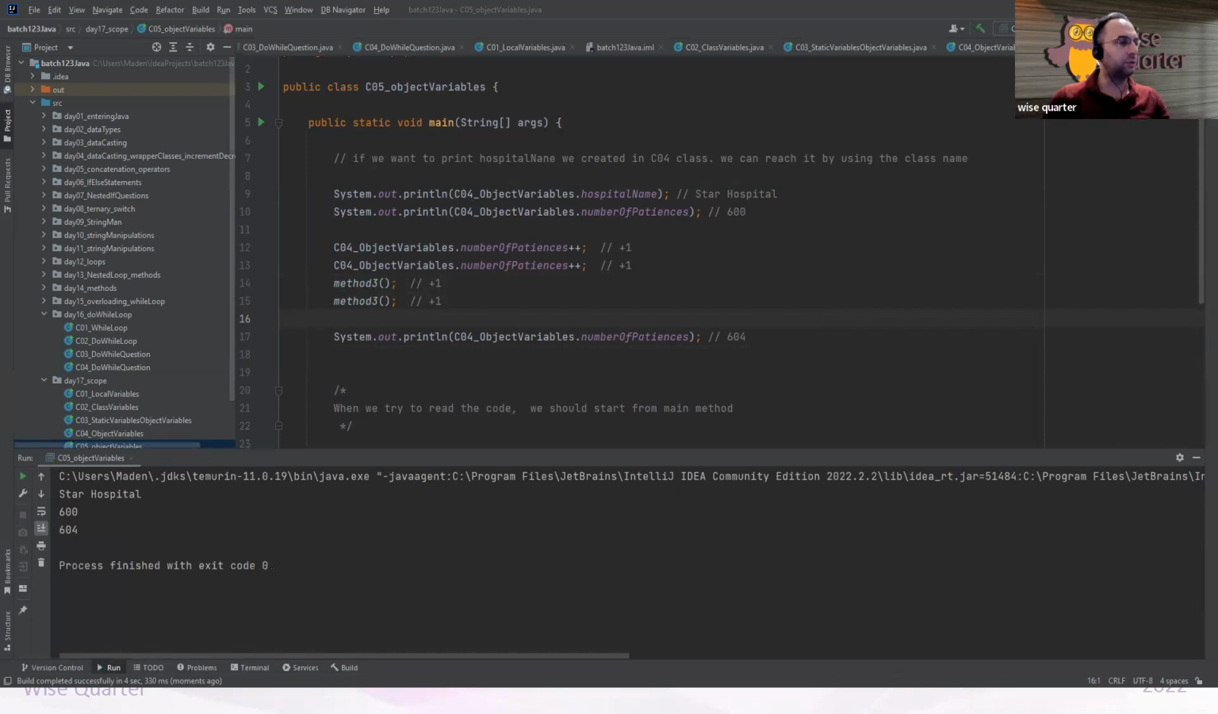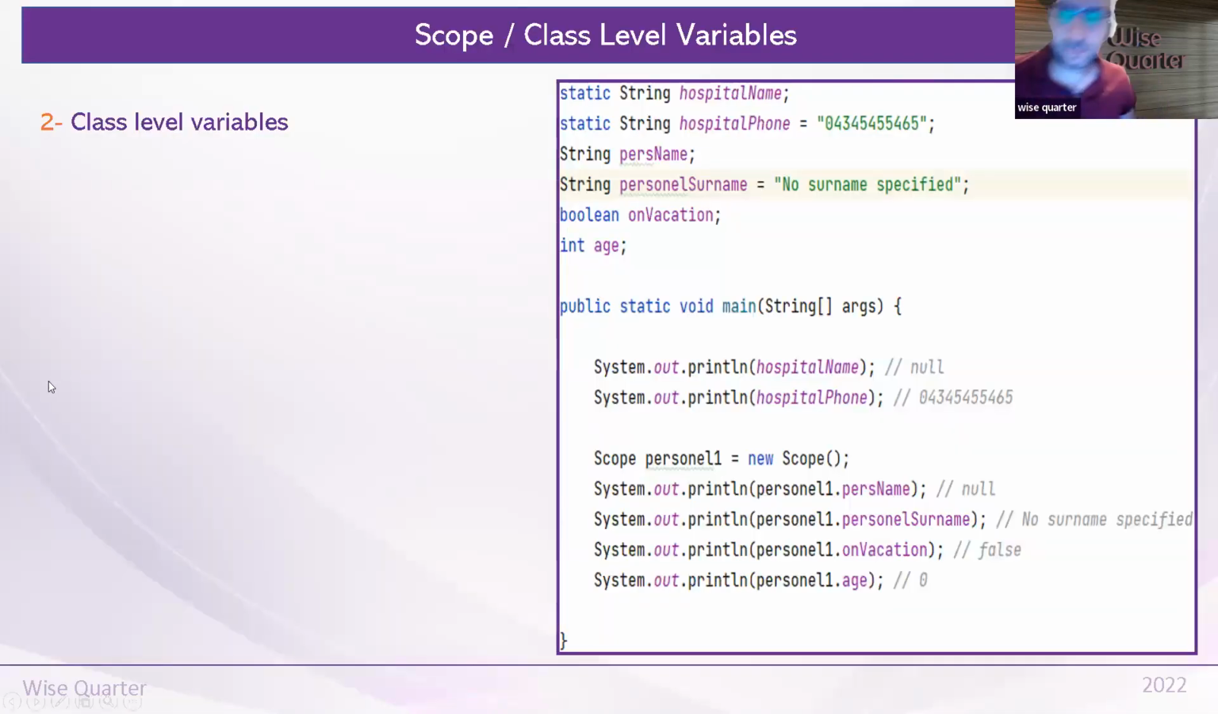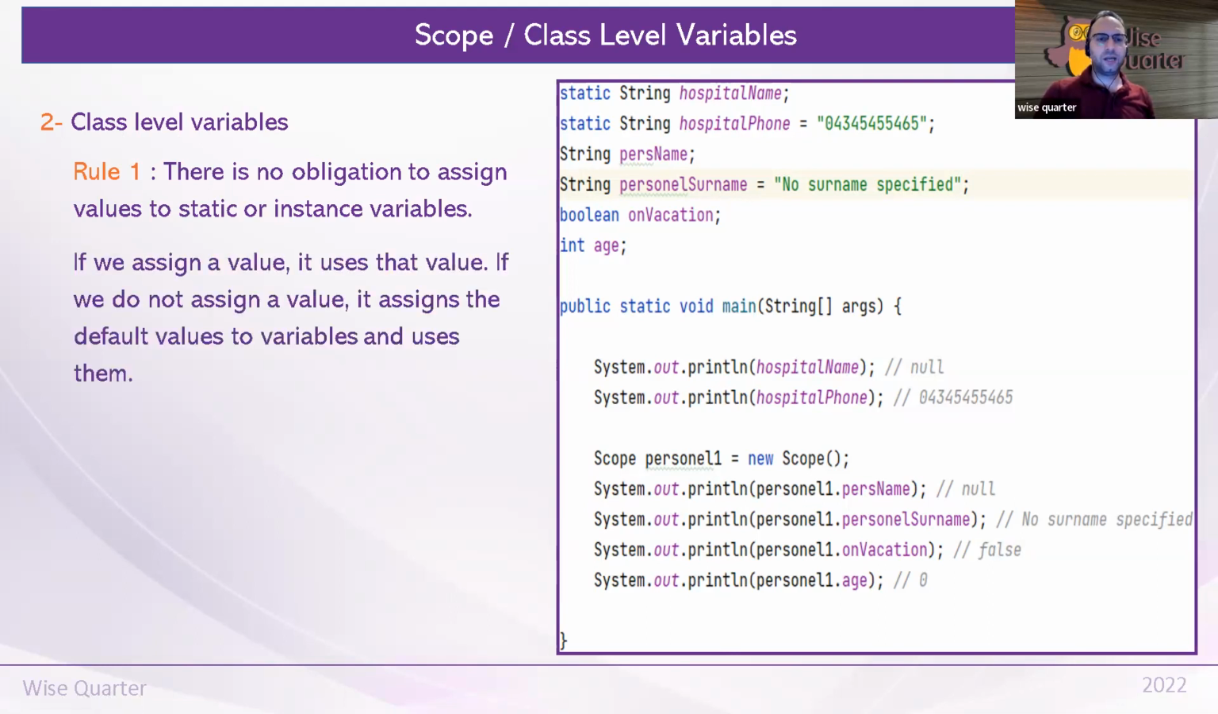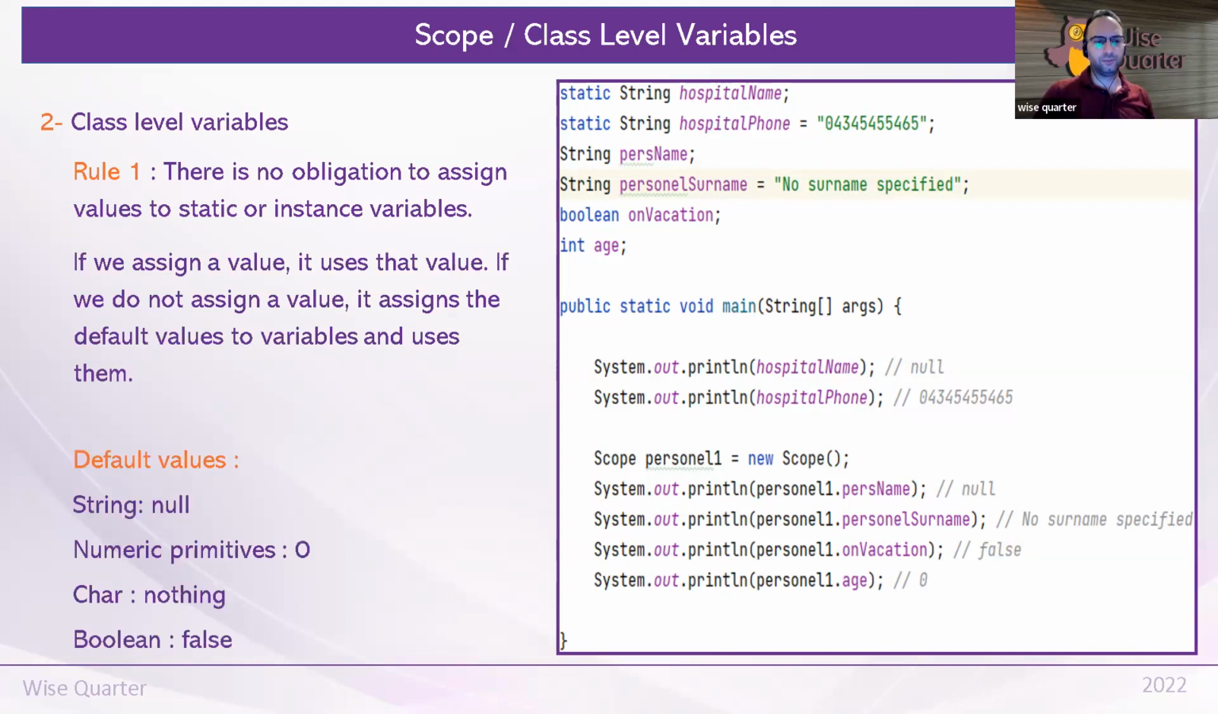Okay, let's go back to the slide. We haven't learned how to create an object, but we will. Yes, about the class level variables. The first rule: we do not need to assign any value to them to use them. They will take the default values. If we assign values, of course, we can use them, but without assigning, the values will start from the default value.